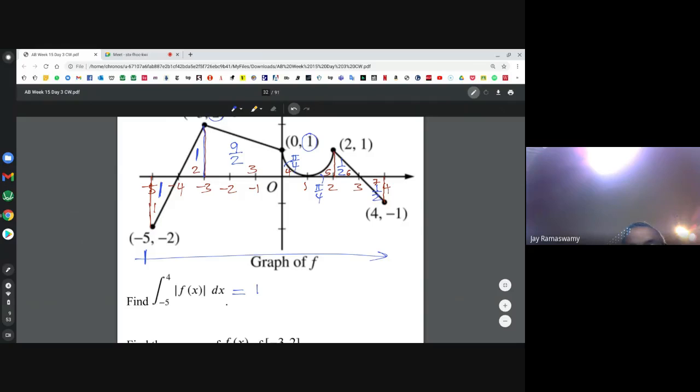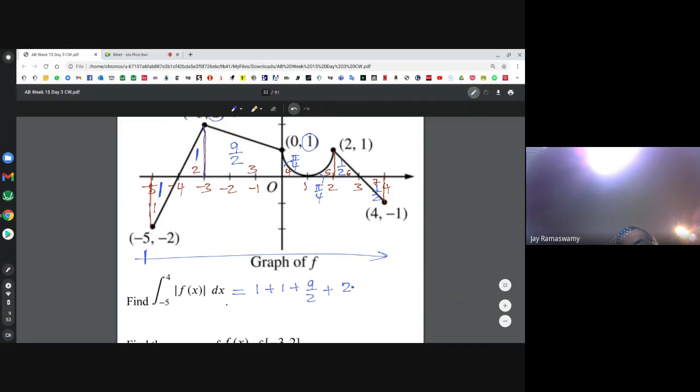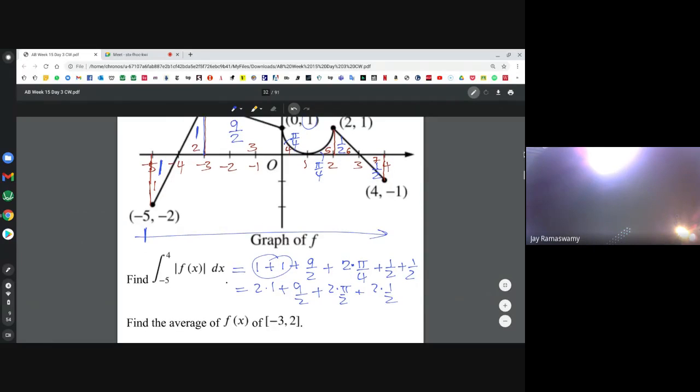Is that 1 plus 1 plus 9 over 2 plus pi 1 squared over 4? Can I do 2 times pi over 4 plus 1/2 plus 1/2? On your homework, I'm okay if you say, hey, that's 2 times 1 plus 9 over 2 plus 2 times pi over 4 plus 2 times 1/2, correct? And you can simplify that. Okay, let's move on. You're just doubling.